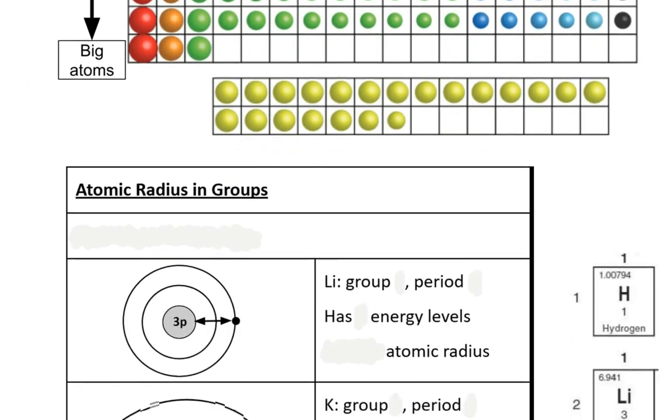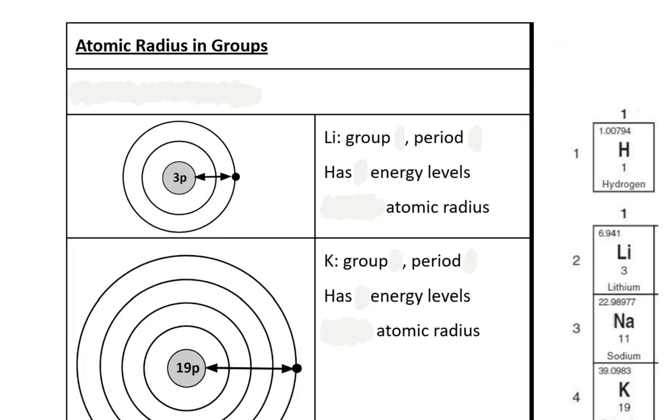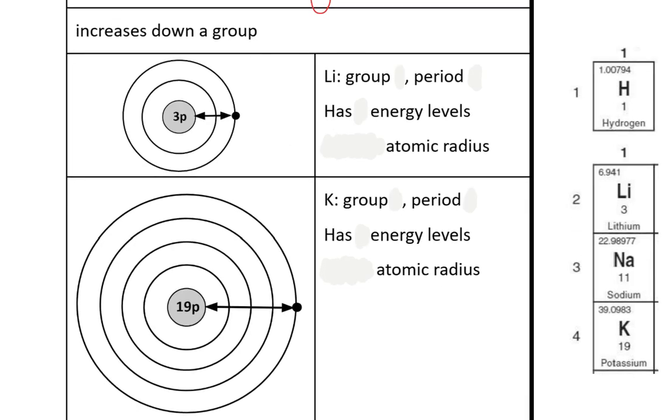So let's look at this one with a little bit more detail. In a group, we said that's our snowman who is standing up. So he's like this. So as we go down a group, atomic radius increases. So that means it's little at the top and big at the bottom. So we're going to compare these two elements. We have lithium and we have potassium.